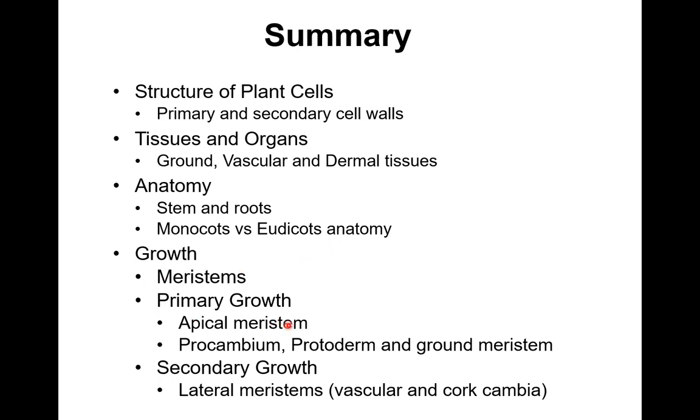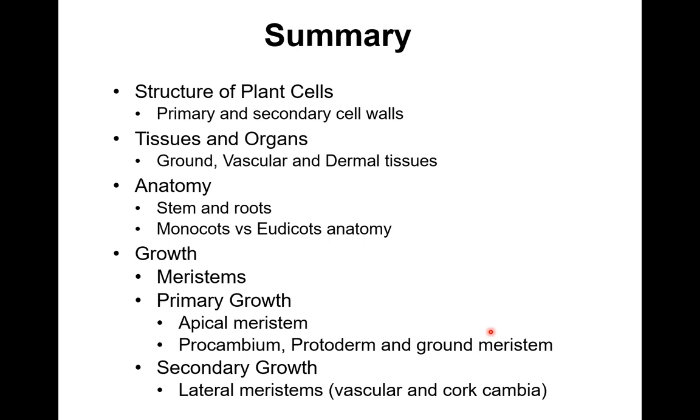So then we talked about primary growth, how it's sustained in all plants by apical meristems, and in some monocots by the intercalary meristem, and then how this apical meristem produces all these three primary meristems, which are the procambium, the protoderm, and the ground meristem, which then will form all the different tissues in both the roots and the shoots, or the stems, sorry.